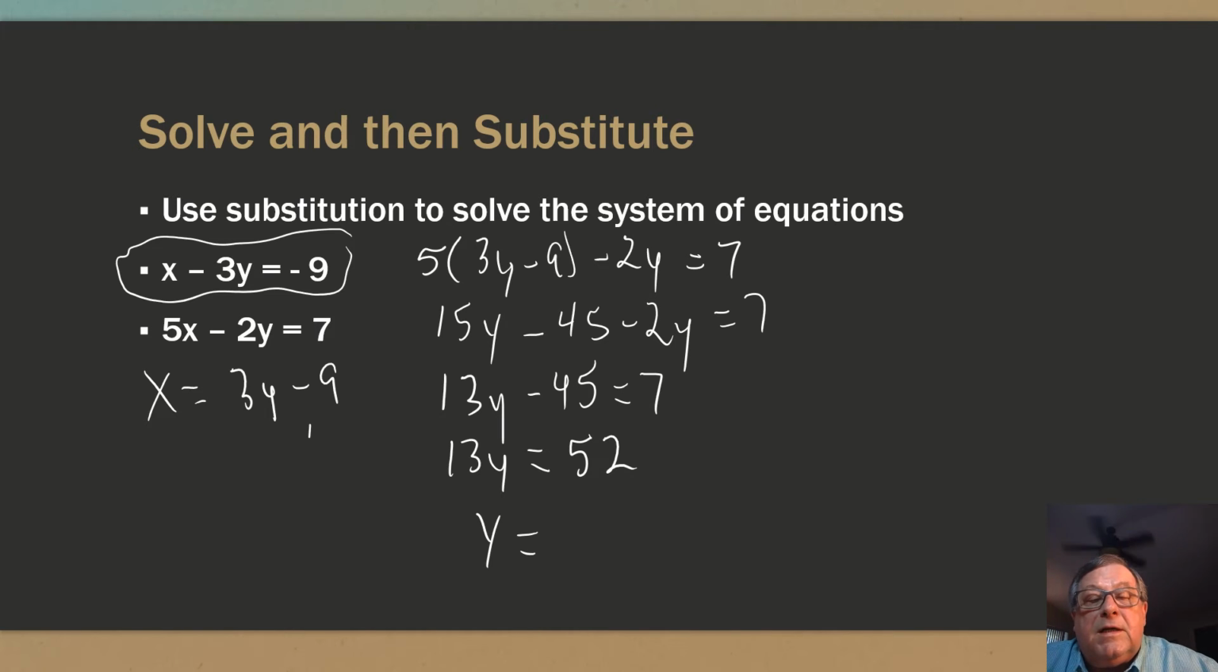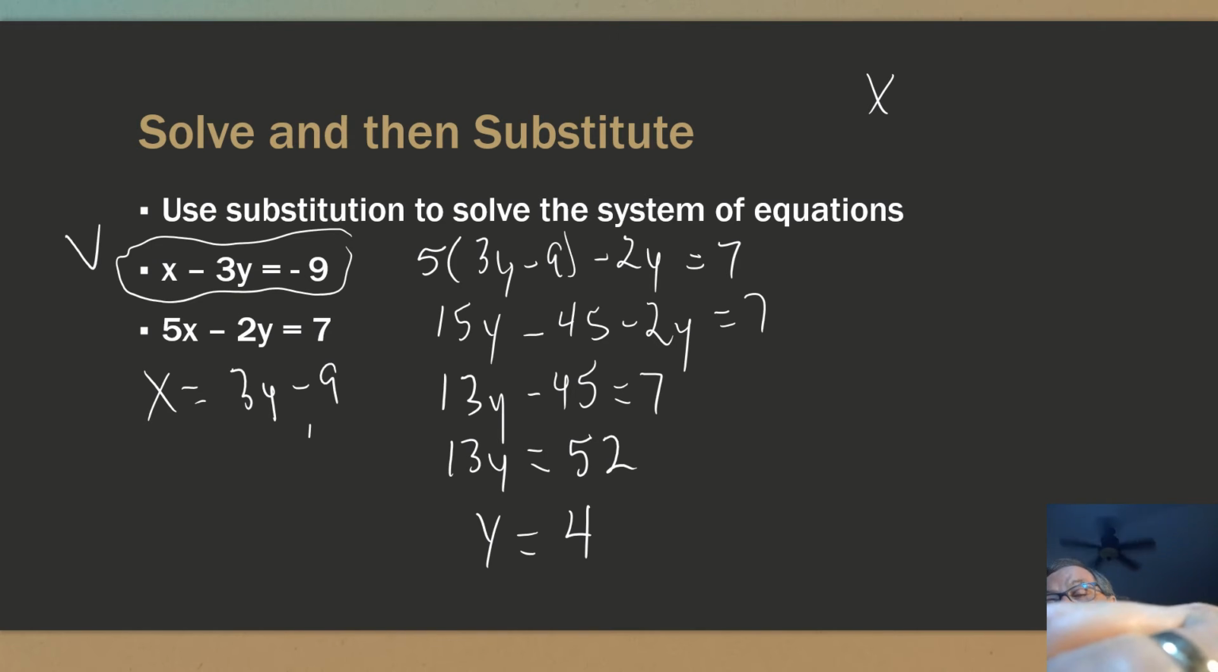So y is equal to, I believe, 4. 4 times 3 is 12. Carry 1. 4 times 1 plus 1, 52. Yeah, so y is equal to 4. Now that we've got that, I'm going to go back to that first equation and substitute 4 for y and solve for x.